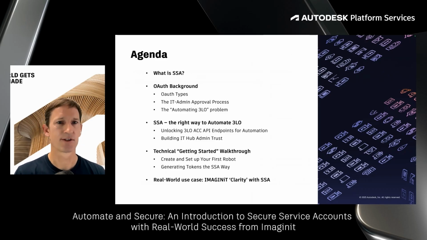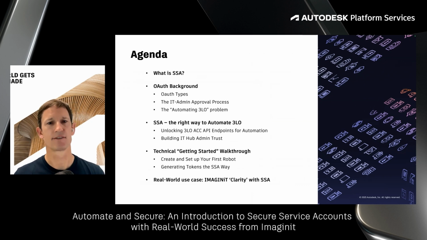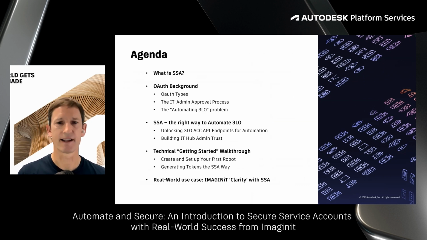Then we'll cover the technical getting started walkthrough. We'll create a new robot account. We'll then provision it and generate some new access tokens using SSA. And then finally, Matt is going to wrap up with how Imaginit Clarity has begun the process of incorporating SSA into their application.